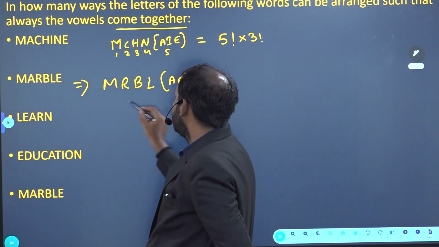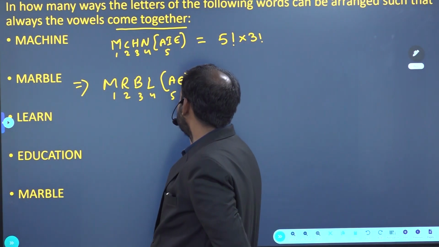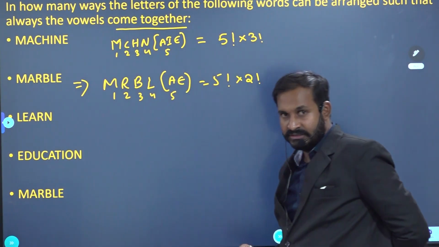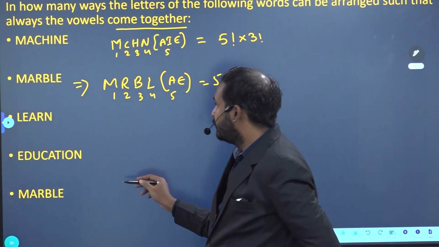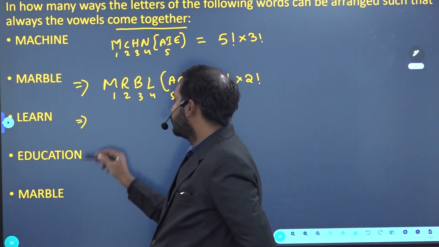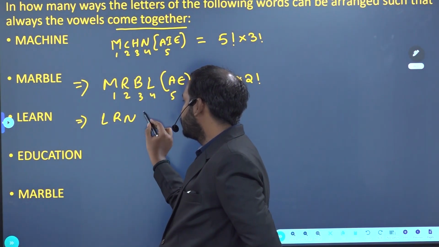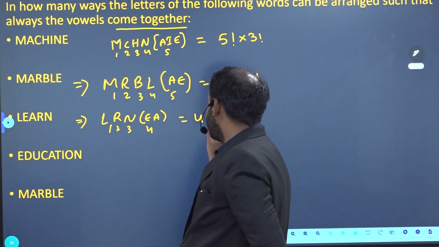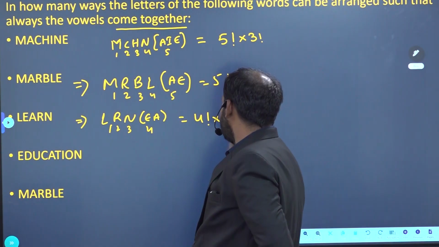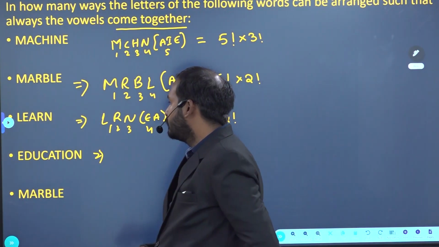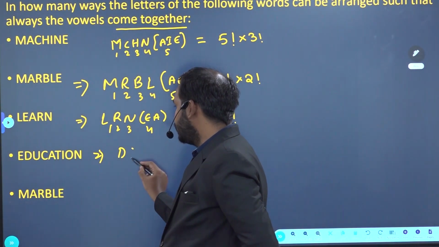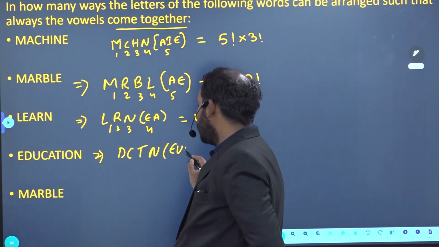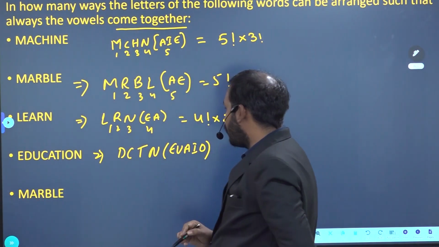MRBL, AE. 1, 2, 3, 4, 5. 5 factorial, and A and E can be internally arranged in 2 factorial ways. Okay. Next, learn. LRN, EA. 1, 2, 3, 4. 4 factorial into E and A can be arranged in 2 factorial ways. Education, what can you write? DCTN, EUAIO. In education we will have all the vowels.